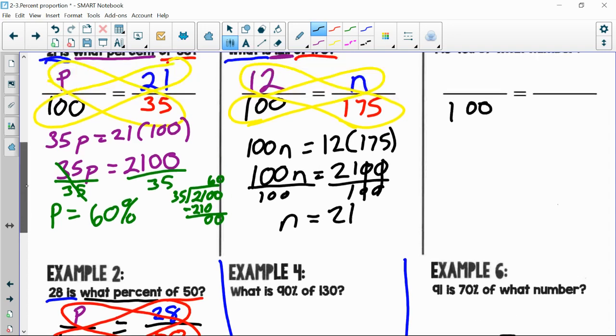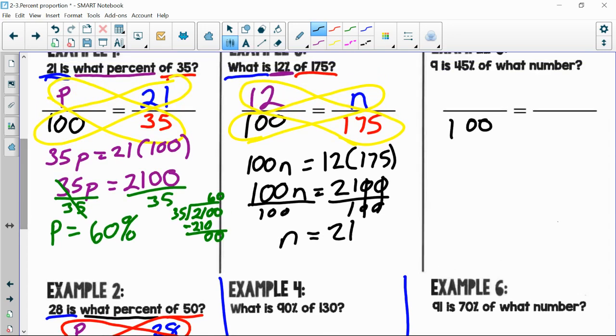Okay. And that just basically tells me 12% of 175 is 21, which makes sense because 12% is a really small percentage and 21 is a small number compared to 175. Remember, use that estimation.